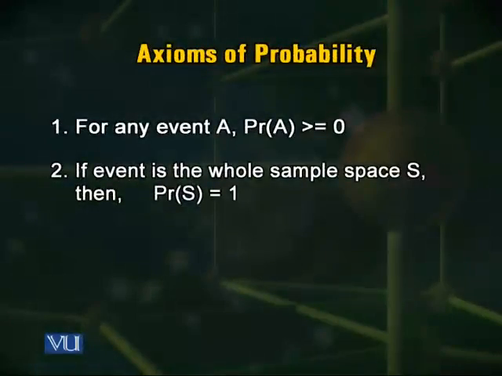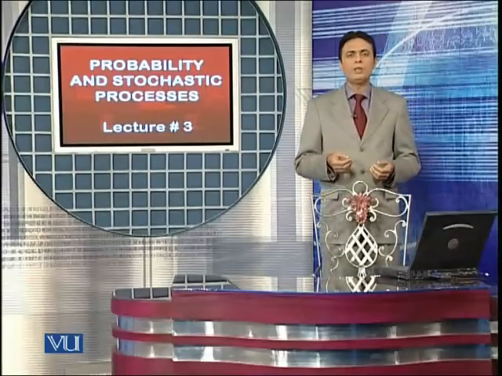The second axiom states that if the event is the whole sample space itself, then you must assign a probability of 1 to this event. It's not very intuitive to talk about an event which is the whole sample space, but if you look carefully and think about it, it's not very hard. You see, an event is a subset of the sample space, and the sample space itself is a subset of the sample space.